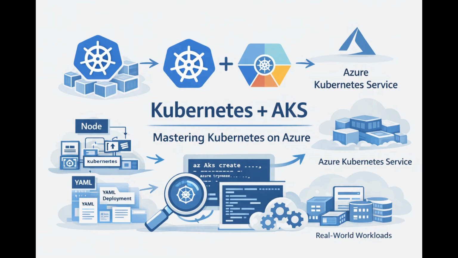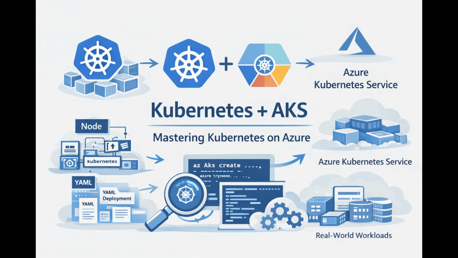AKS also handles upgrades. You can upgrade the Kubernetes version of your cluster with a single command, and AKS safely drains nodes, upgrades them, and brings them back online. It integrates with Azure services like Container Registry for storing images, Azure Monitor for logging and metrics, and Entra ID for authentication.